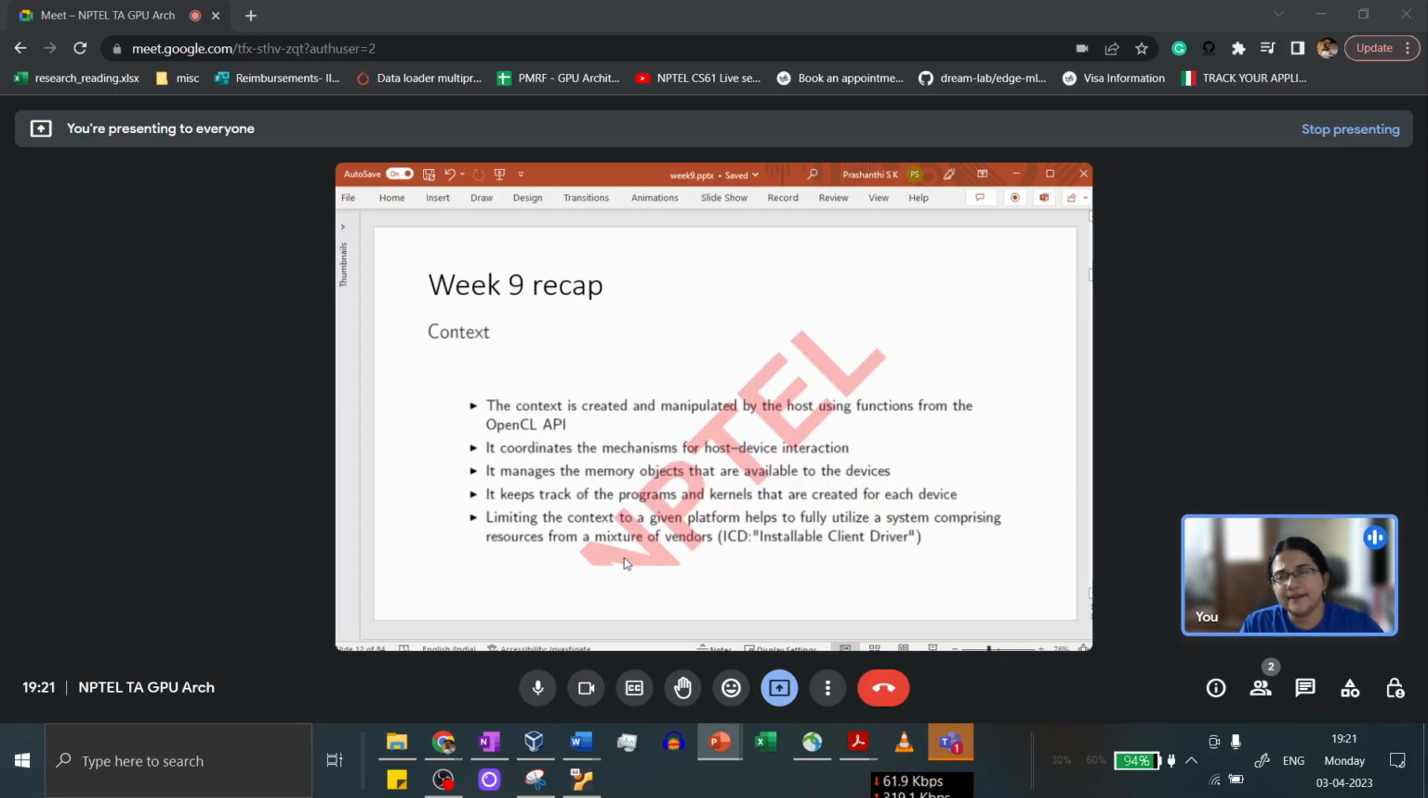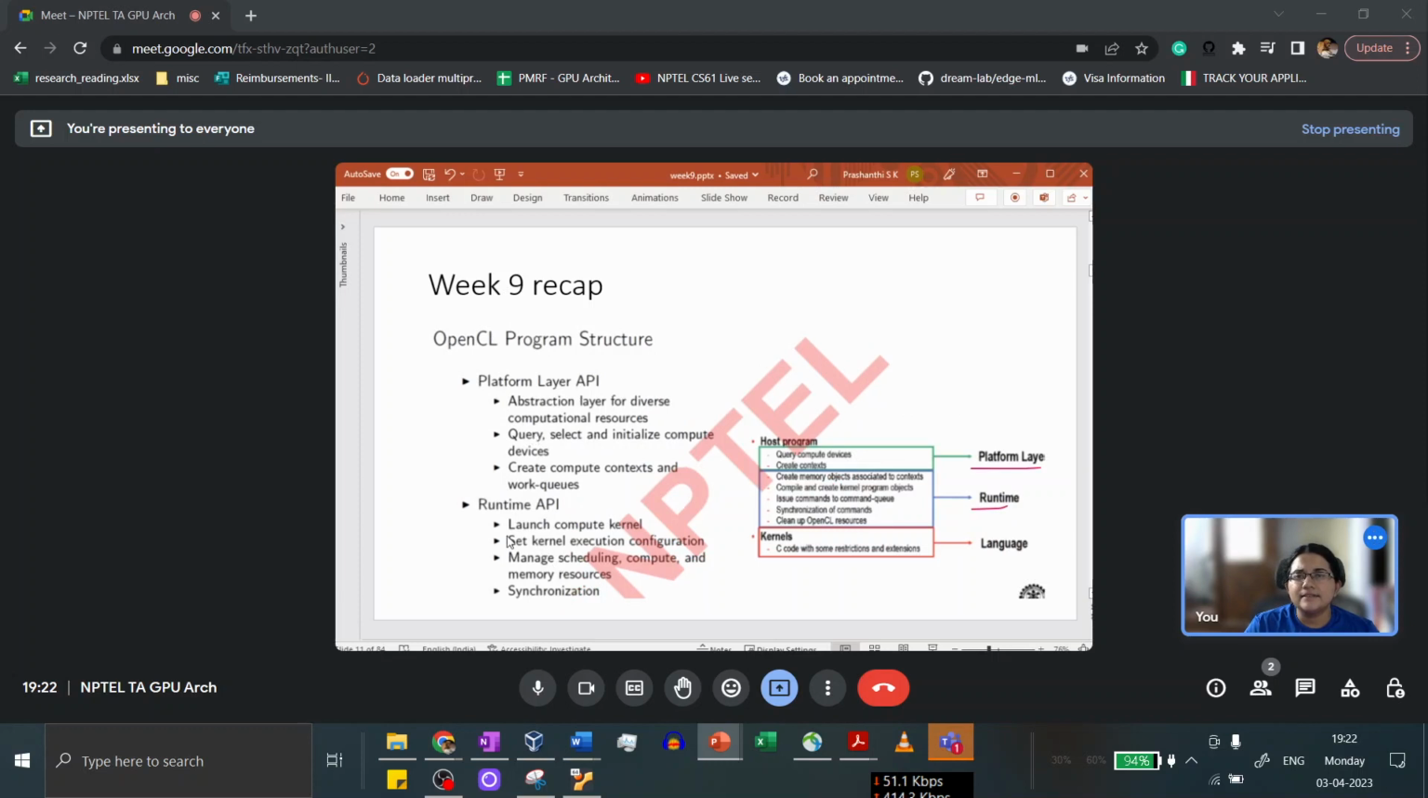Okay, let's look at some of these specific terminologies. Context. The context is created and manipulated by the host using functions from the OpenCL API. We just saw that there were platform level APIs to create compute contexts, right?